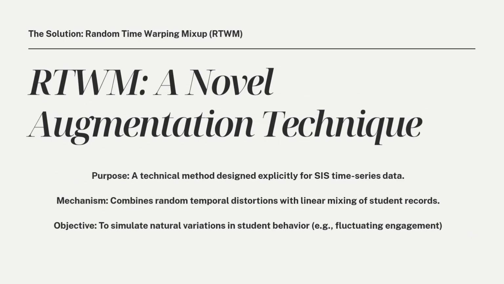The solution. To solve this, our work proposes a novel technique called random time warping mixup, RTWM. This is a data augmentation method designed explicitly for the unique challenges of SIS time series data. While standard AI training methods exist, they are not tailored to the complexities of higher education data. RTWM works by simulating natural variations in student behavior. By introducing these realistic variations into the training process, we can help the AI model generalize better, ensuring it isn't just memorizing data, but actually learning from it.